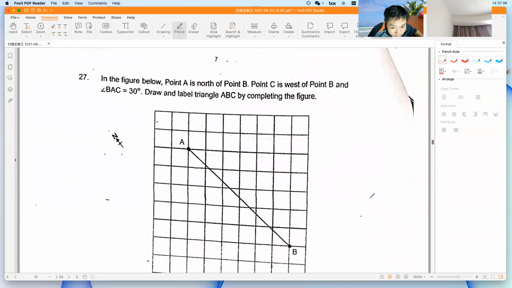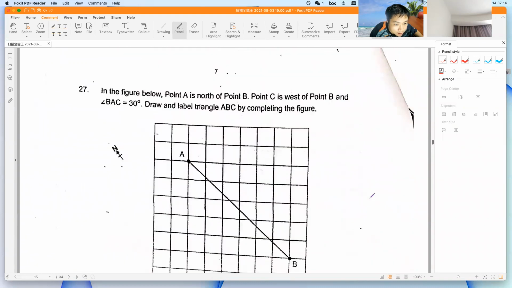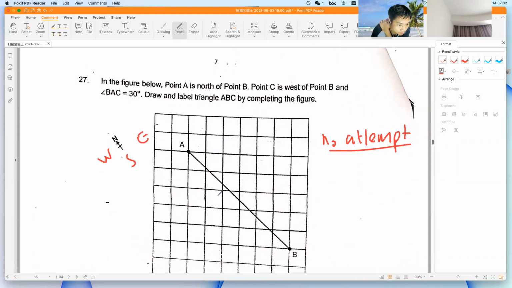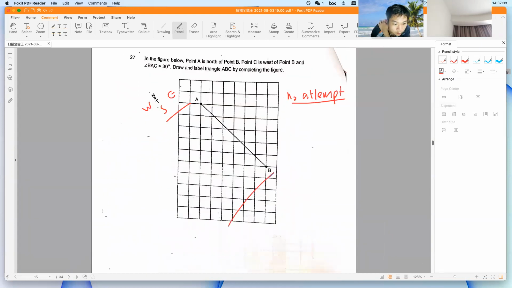27. Draw and label triangle by completing the square. No attempt. Any idea why? No attempt. This is north, so this is south, this is west, this is east. So the point is somewhere here, in this area. Let me make it small. So the point is somewhere here.